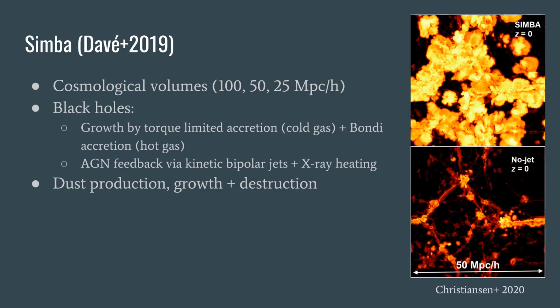So first to introduce Simba, this is more fully described in the Dave 2019 paper. They're cosmological simulations, and while I won't go into the full physics, I'll just highlight two of our key features. First, the black hole model, where we grow our black holes using a combination of torque-limited accretion and Bondi accretion, and then we have a physically motivated AGN feedback model. And then secondly, our dust model, where we produce, grow, and destroy dust throughout our simulation.